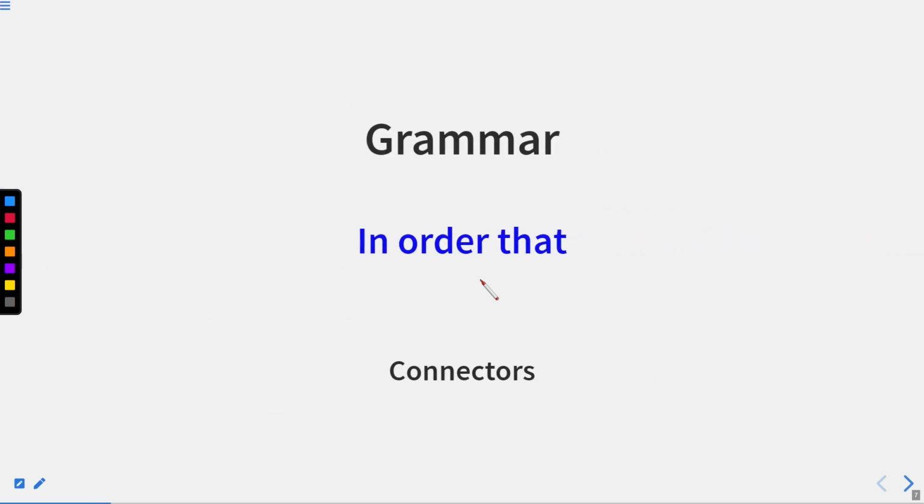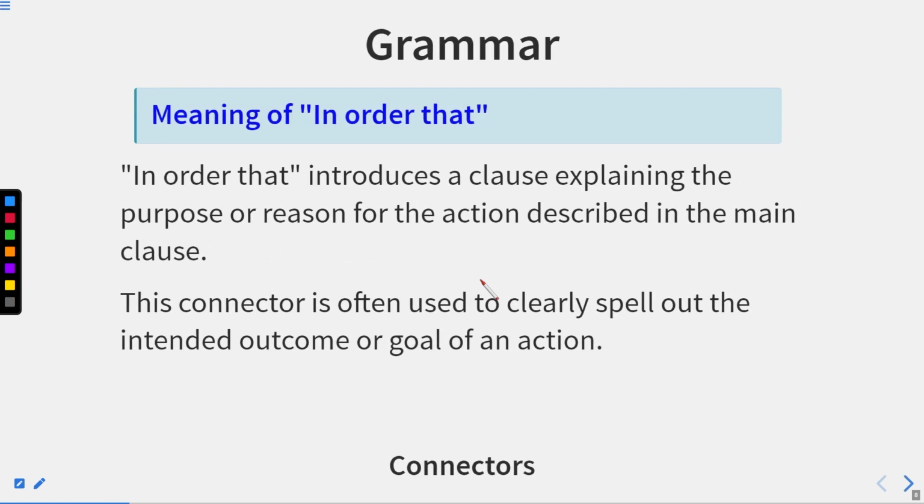First of all, we'll discuss in order that. So the meaning of in order that: it introduces a clause explaining the purpose or reason for the action described in the main clause. It means there will be two clauses. One is the main clause, that is the complete sentence. After that, we'll have the phrase in order that, and after that, we'll have the clause that contains the purpose or the motive behind the thing that has occurred or has already been mentioned in the main clause. This connector is often used to clearly spell out the intended outcome or goal of an action.